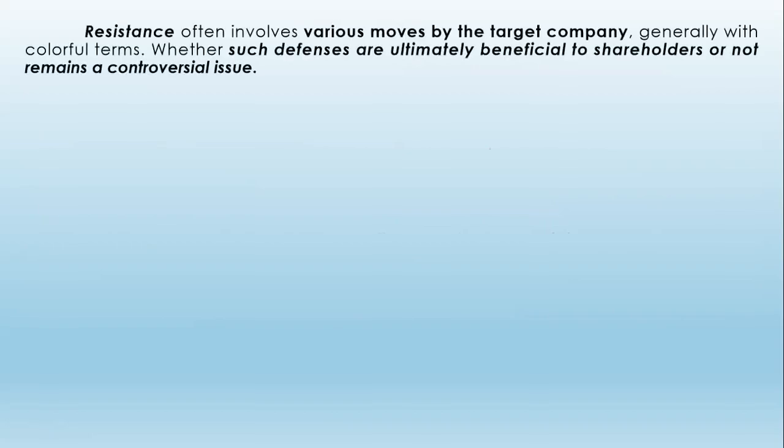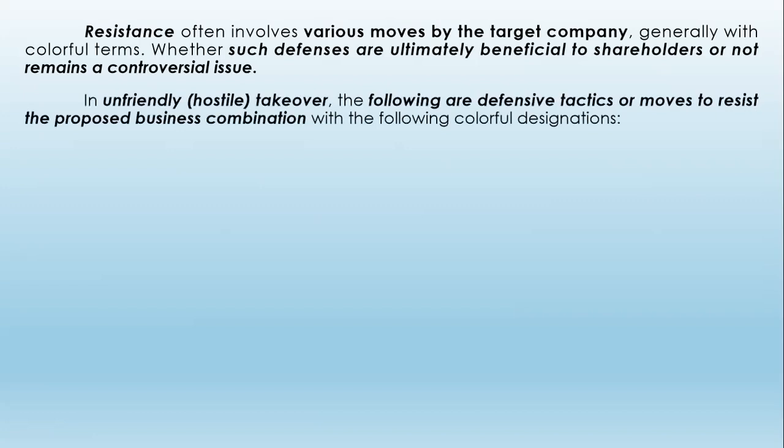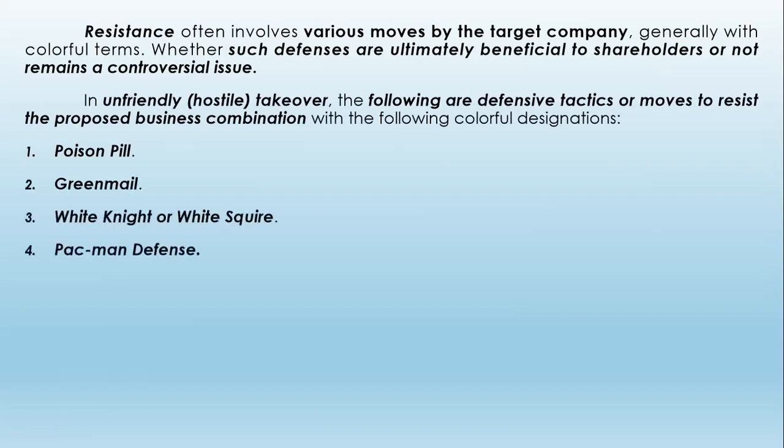Now, resistance often involves various moves by the target company, generally with colorful terms. Whether such defenses are ultimately beneficial to shareholders or not remains a controversial issue. In unfriendly hostile takeover, the following are defensive tactics or moves to resist the proposed business combination with the following colorful designations: poison pill, green mail, white knight or white squire, Pacman defense.